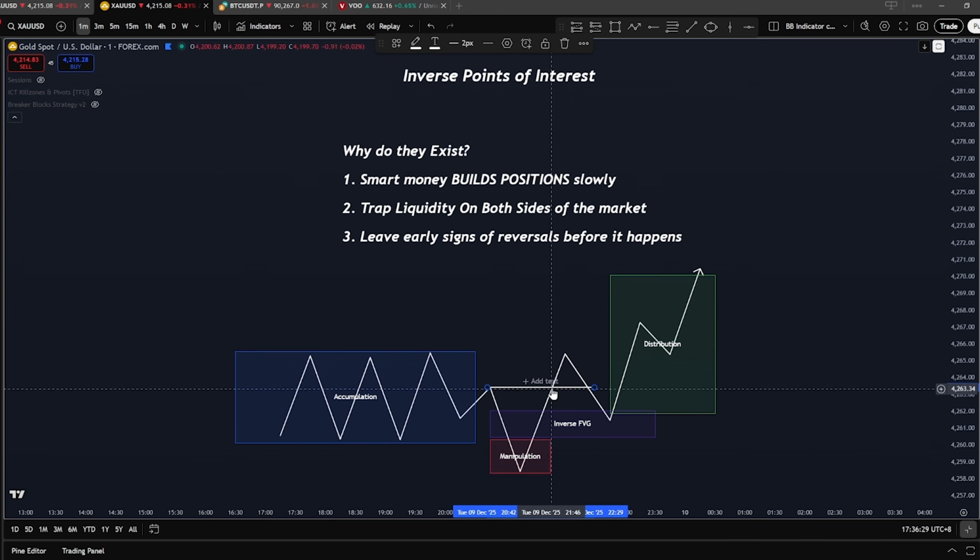Once the market closes above the fair value gap, good. An early sign that the market is going to reverse already. So that's where you can start to pay attention by spotting these inverse points of interest. Okay, so these are the 3 reasons why they exist, to allow you to capture sniper entries earlier than before they happen.